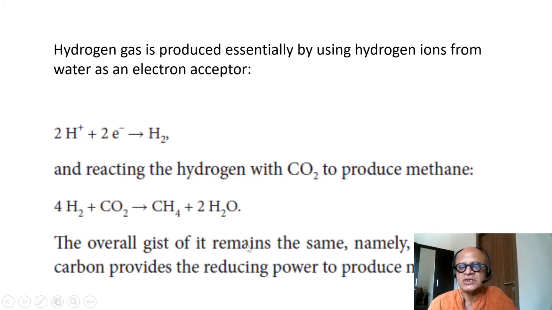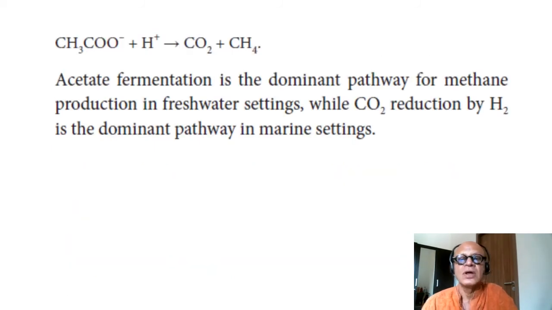So the overall gist of it remains essentially the same, that organic carbon provides reducing power to produce methane. So you are going from one reduced form of carbon to another. Organic carbon, CH2O, is a reduced form of carbon, and methane is one of the strongest reduced forms of carbon. So we are just going from organic carbon to methane, which is a good fuel.